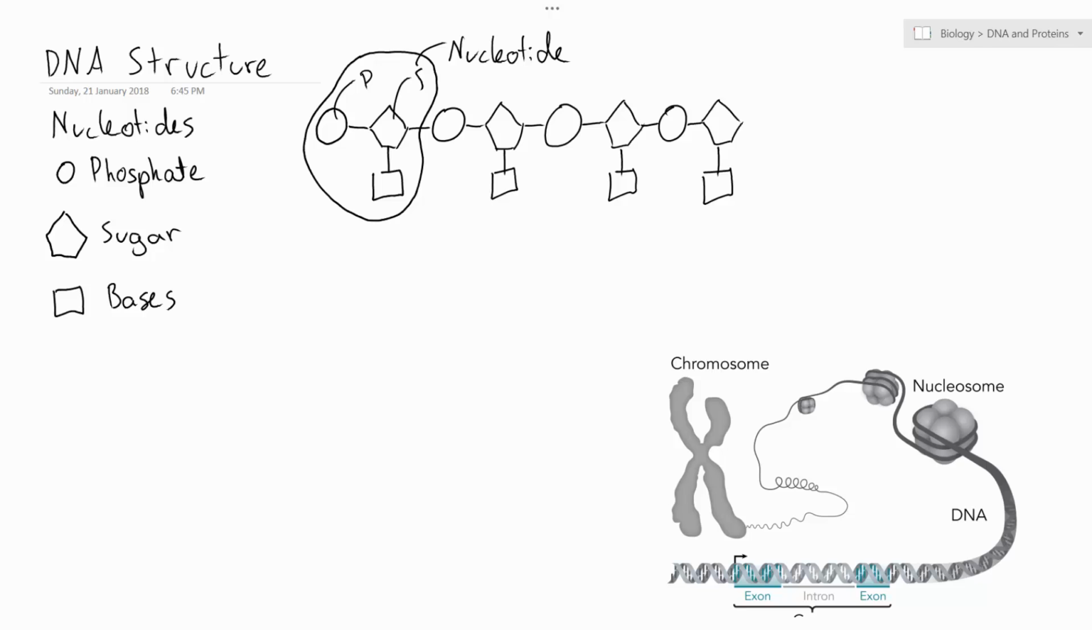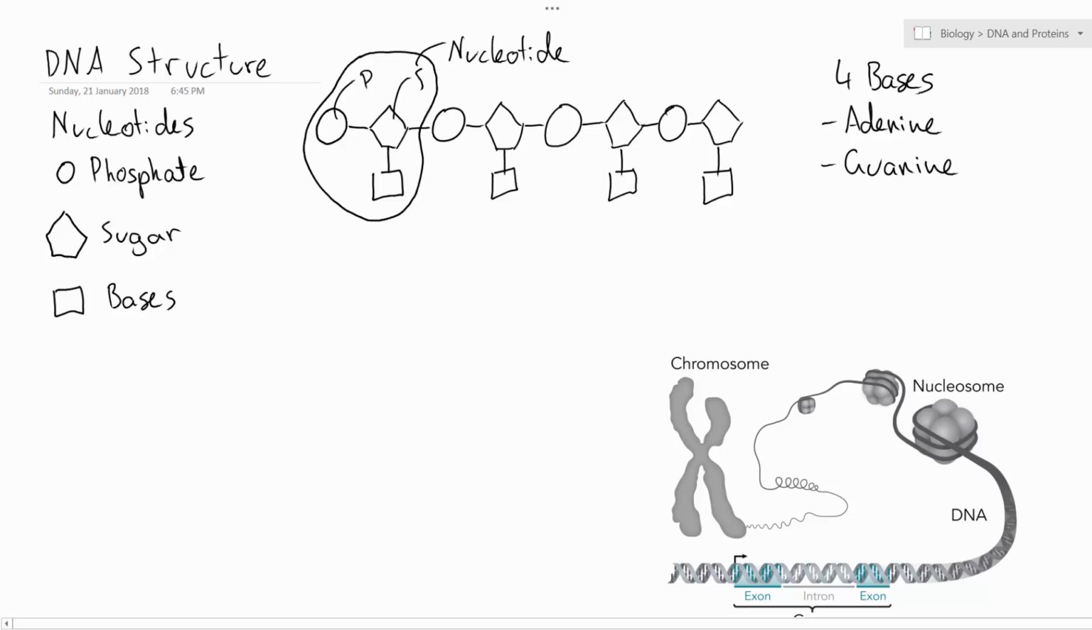So what we also need to know is that there's 4 different types of bases that we can see present in DNA. I'll write that over here. We have 4 bases. These are adenine, guanine, cytosine, and thymine. And you often see them represented just with the first letter of their name. So an A, a G, a C, or a T can be used, and we'll know which base we're talking about if we're talking about DNA.